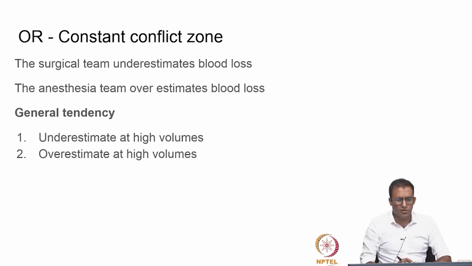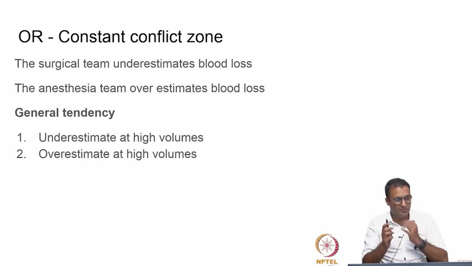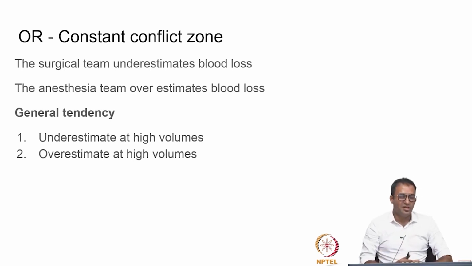The operating room is a constant conflict zone. The surgical team constantly underestimates the blood loss because they are operating, they take responsibility for the patient, and they are going to be blamed for the bleeding, and they also don't want anyone to undermine their technique. So you might see an entire lot of blood, 100 ml of blood loss, and the surgeon will say, operation completed with minimal blood loss, 25 ml blood only.